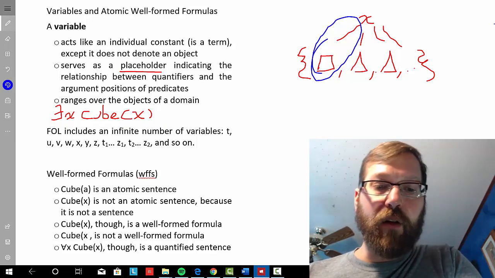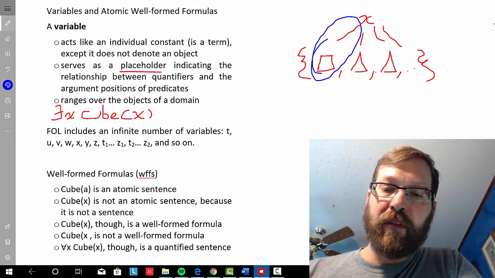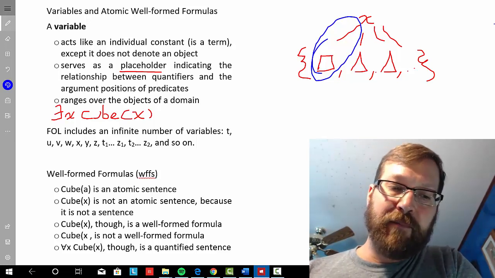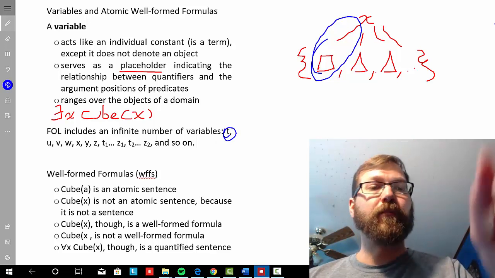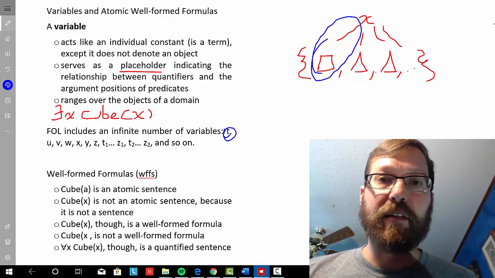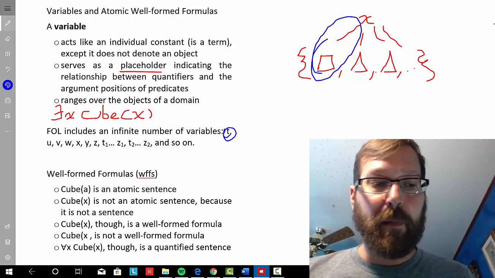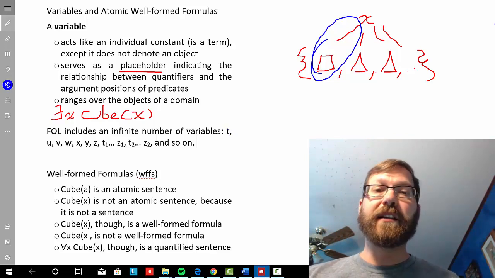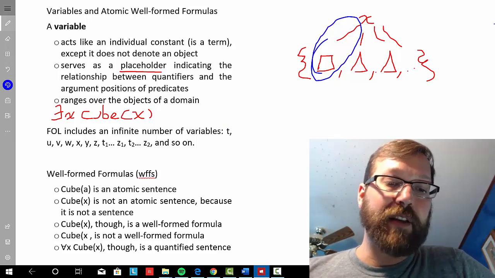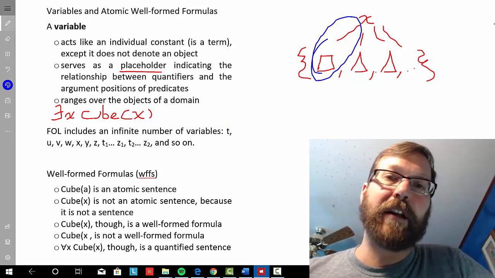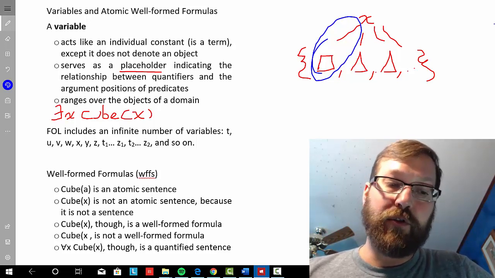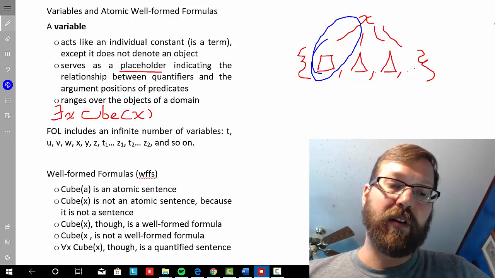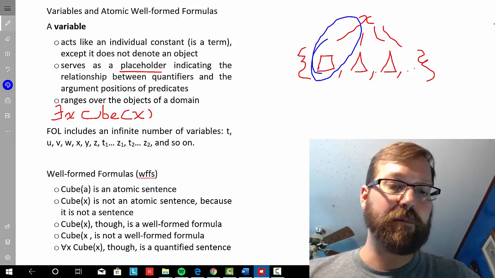All right, so in FOL, we have an infinite number of variables. We start with the letter T, although T is usually reserved for time, as a variable for time. But T is a variable, U, V, W, X, Y, and Z are variables, and then we get an infinite amount of them because we just go T sub 1, U sub 1, V sub 1, W sub 1, X sub 1, Y sub 1, Z sub 1, T sub 2, and so on and so forth.